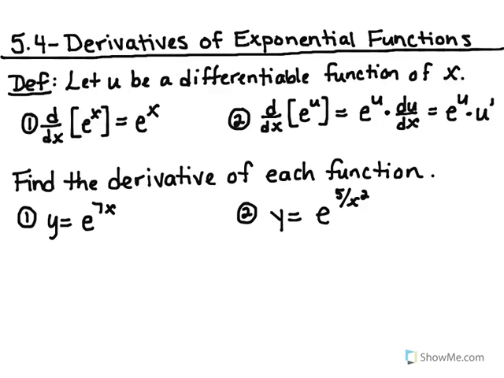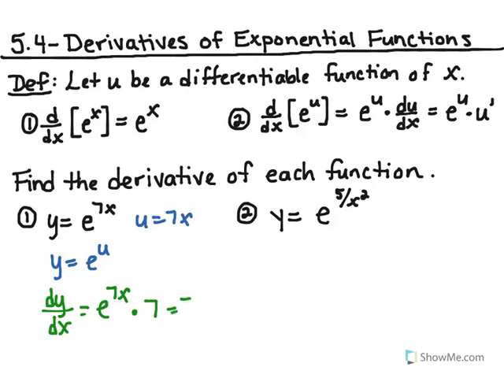Number 1, y equals e to the 7x. To find the derivative, pretend that u is equal to 7x. And then this is really just y equals e to the u. And then it follows the second rule in our definition. The derivative will be dy dx is equal to e to the u, which is 7x, times the derivative of 7x, which is 7, or 7e to the 7x.